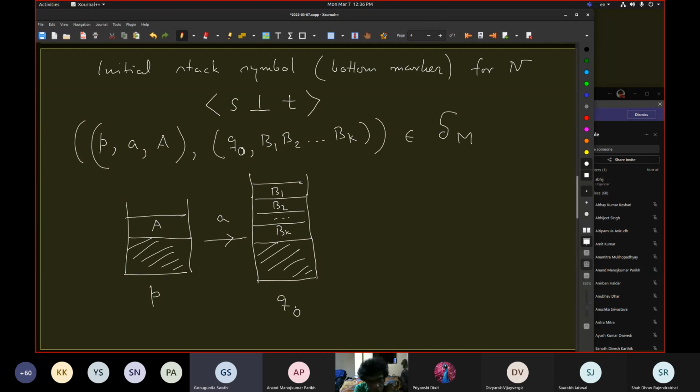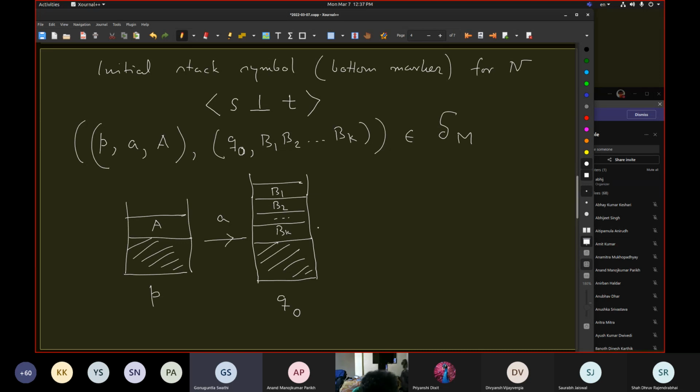So this new stack top is replaced by K new symbols. And I am interested in the behavior of M where this A can be taken out, eventually keeping this part exactly constant. That means one by one, it will have to get rid of B1, B2, B3 up to Bk.